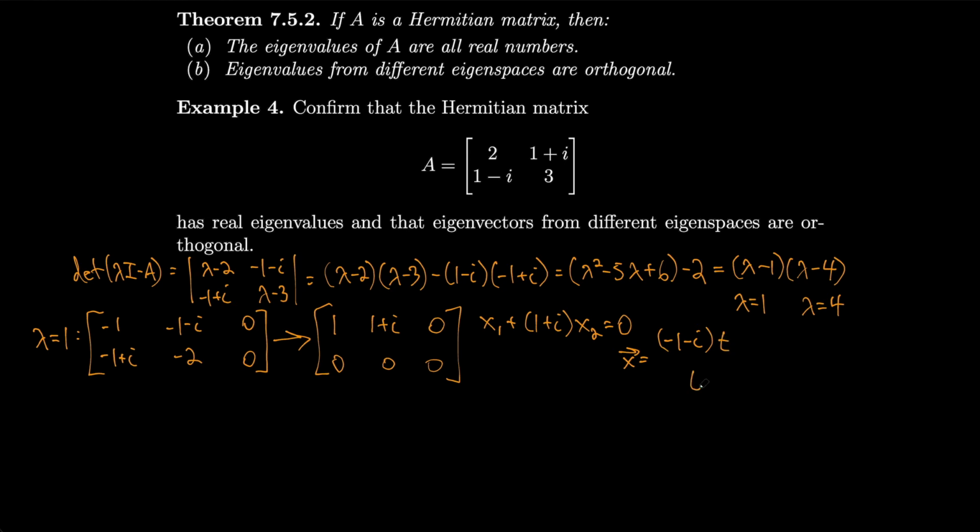over, and then t in the second component, because I just moved this to the other side. x2 is free, I set it equal to t. So that's actually the basis. Actually, I can get a basis vector out of that, so I'll get an eigenvector by factoring out t. And I'll get minus 1 minus i, 1.